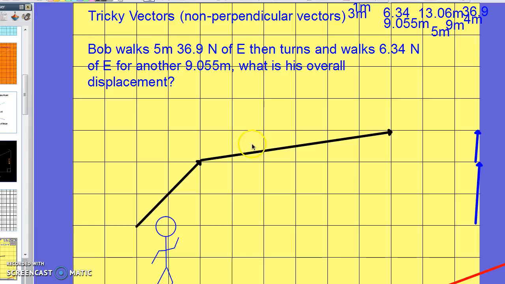What's his overall displacement? So the first thing to identify is just what are we asking? When I say his overall displacement, I mean the vector represented by this red line from start to finish. When you first look at it, it's kind of an ugly triangle. What we want to do, every time we have a problem like this, is take each vector that is not already on a nice axis, and break it into a convenient x and y.